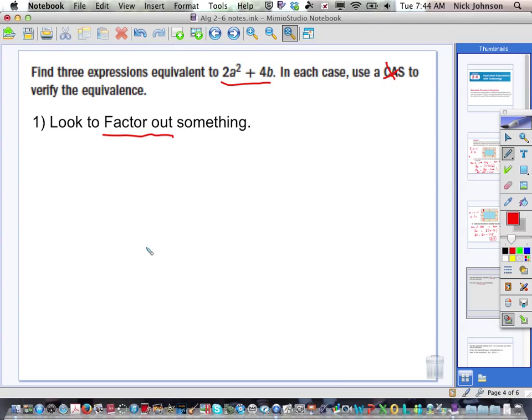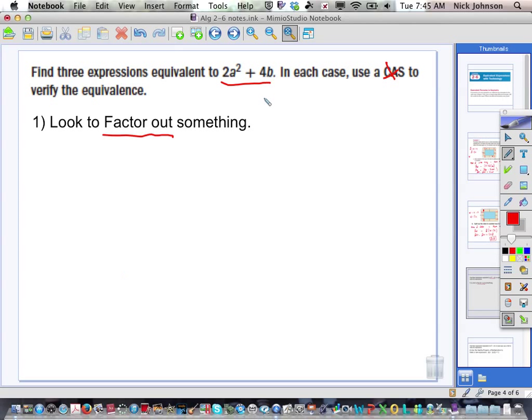When I factor something out, I actually have the same thing, it just looks different. That's what equivalence is. You have the same thing, it just looks different. There's a whole bunch of different ways you can make money. 10 cents, you have a dime, 2 nickels, or you could have 10 pennies, or you could have a nickel and 5 pennies. All those represent 10 cents.